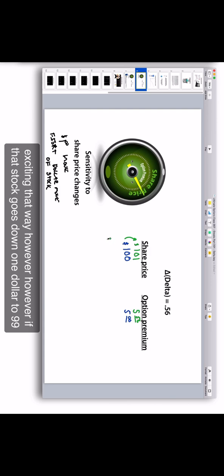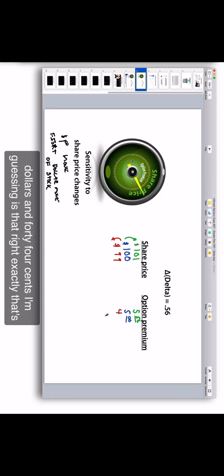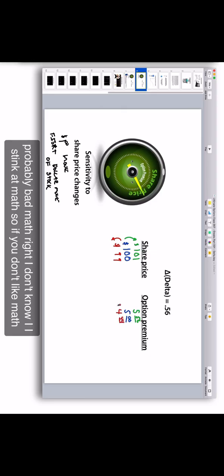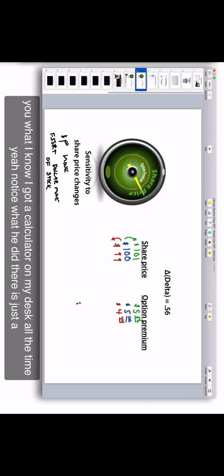However, if that stock goes down $1 to 99, and this is why we have Corey here to do this math, this is going to fall to $4.44, I'm guessing. Is that right? Exactly. That's probably bad math, right? I don't know. I stink at math. So if you don't like math and you're not good at it, join the Andy Tanner Math Club. I'll tell you that right now. I got a calculator on my desk all the time.